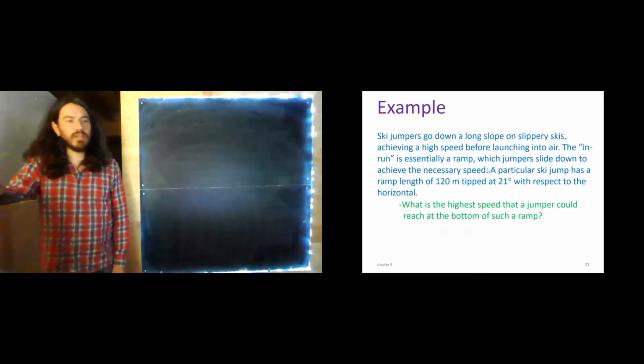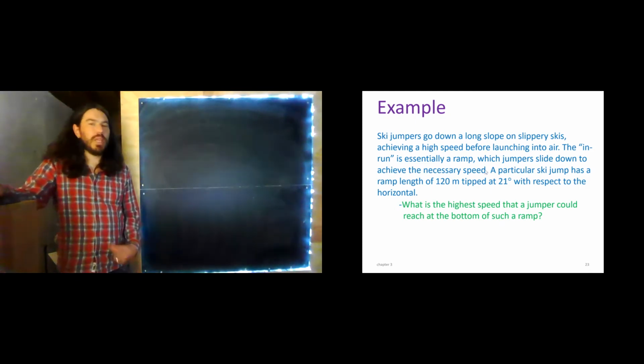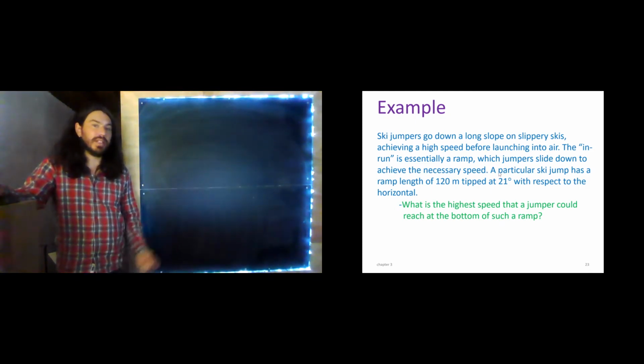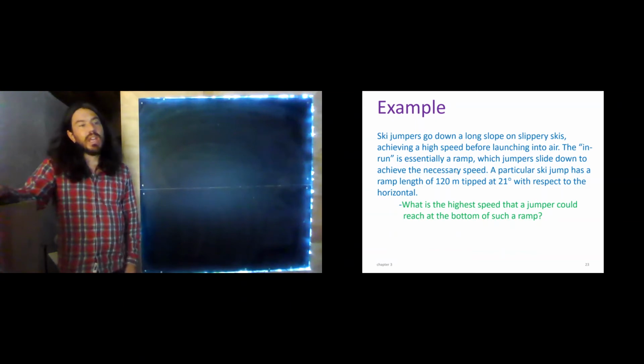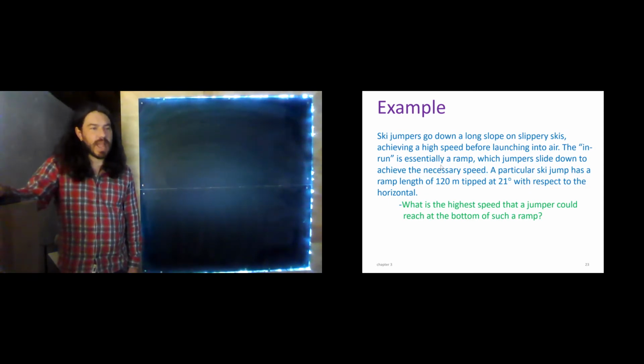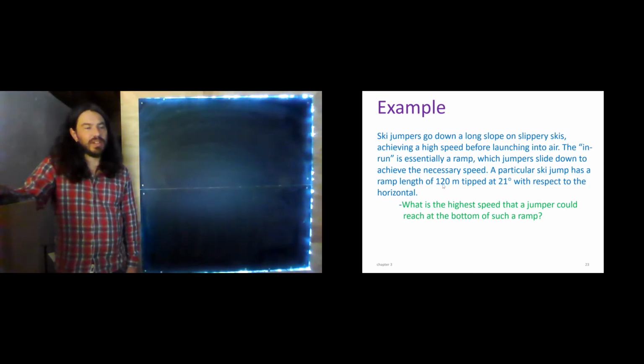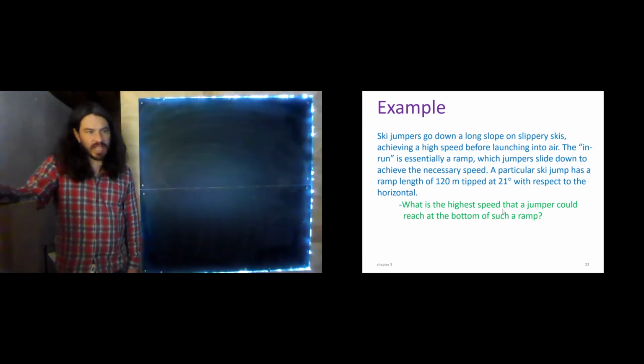All right, here we go. I'm just going to read it real quickly and let it wash over me, and then I'm going to go back, read it more slowly, and transfer stuff to my piece of paper. Ski jumpers go down a long slope on slippery skis, achieving a high speed before launching into the air. The in-run is essentially a ramp, which jumpers slide down to achieve the necessary speed. A particular ski jump has a ramp length of 120 meters, tipped at 21 degrees with respect to the horizontal. What is the highest speed that a jumper could reach at the bottom of such a ramp?